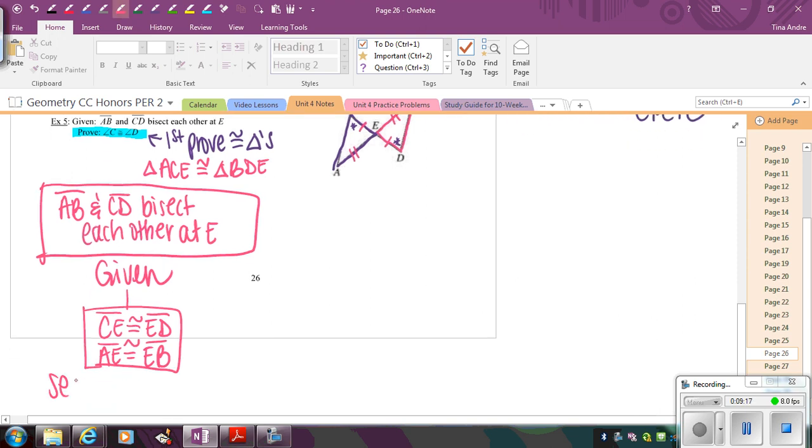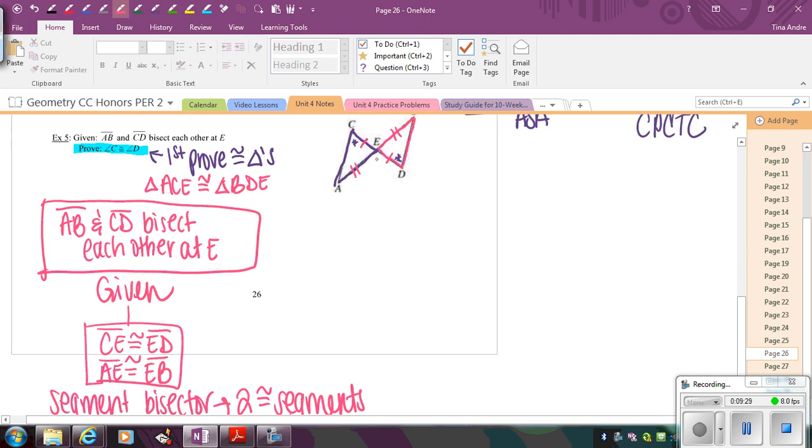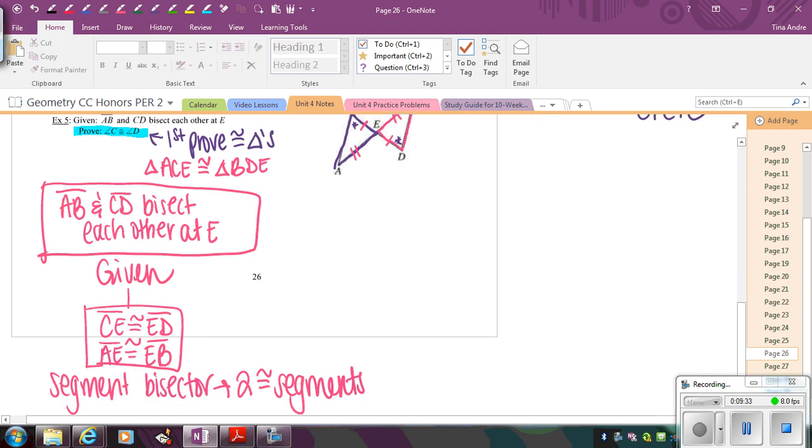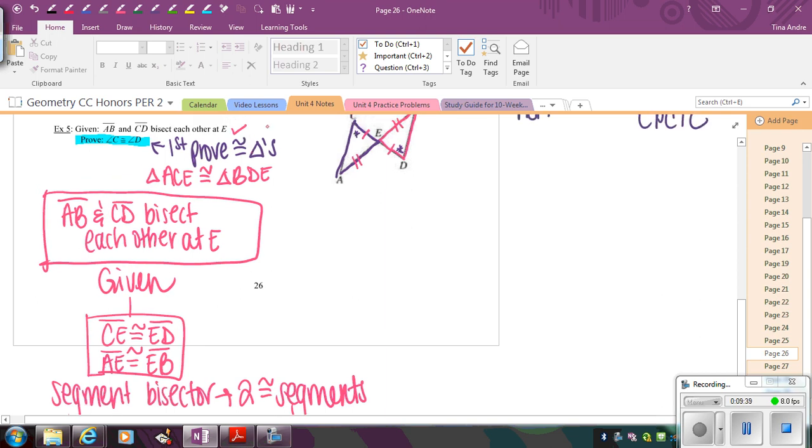So a segment bisector implies two congruent segments. And notice when I marked my segments, I used different numbers of arcs or different numbers of slashes so that you could tell which ones were congruent to each other. They're not all four congruent to each other. So I've used my givens. So now I need to look at the diagram and make any conclusions from the diagram.